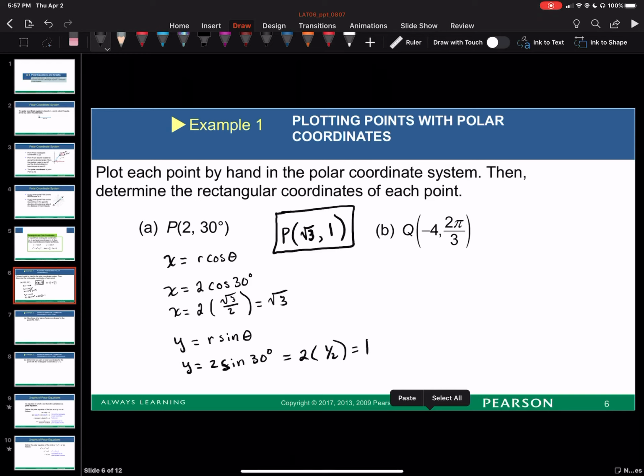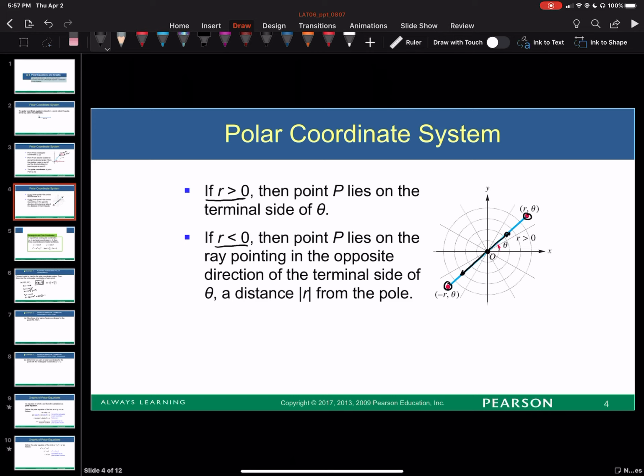So just understanding what you're actually doing, it really helps. Since if you think about it, in this case, if we were drawing out the plot for it, since R is positive, what happens? It says if R is greater than 0, then what? The point lies on the terminal side of theta. So we don't have to worry about drawing it onto the other side. It falls on that line, on the terminal side.